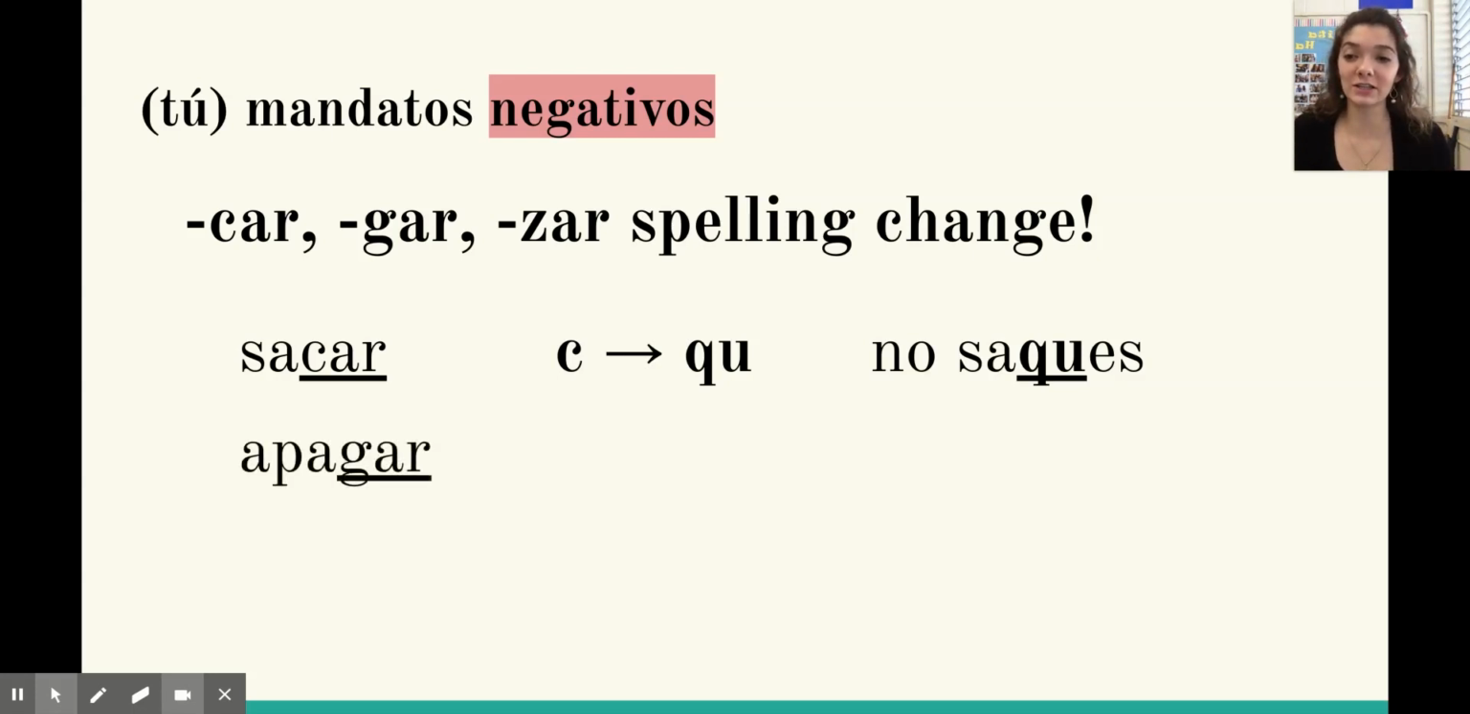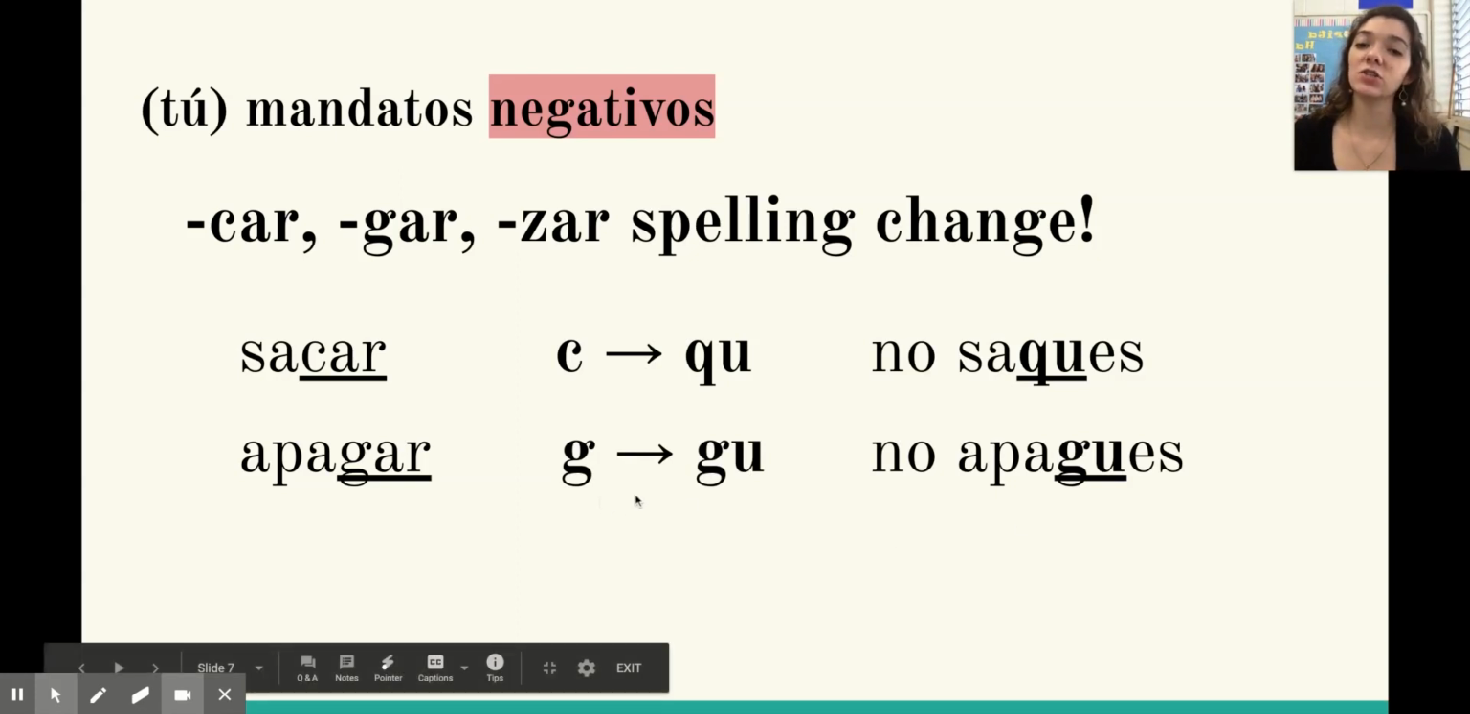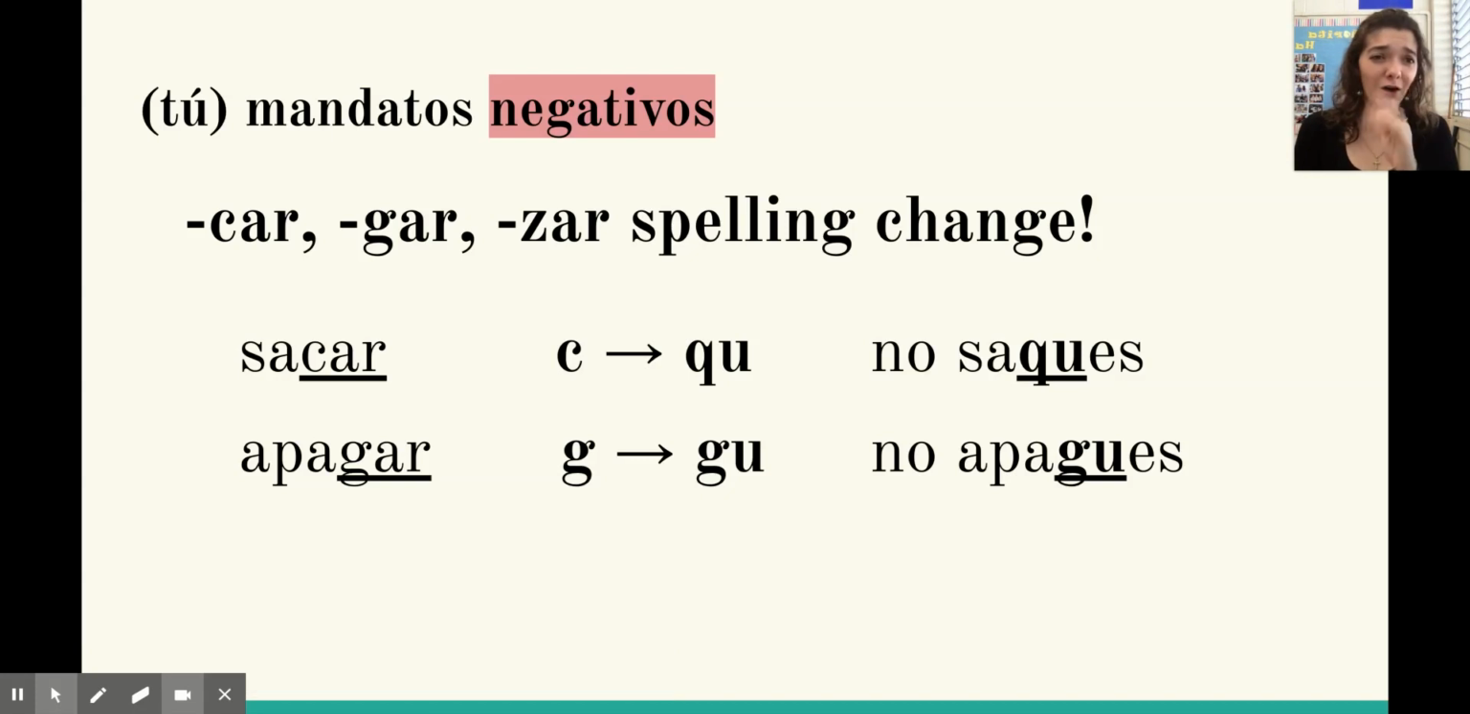Gar, on the other hand: apagar, to turn off. Apagar in the yo form, apago. If I take away that O and replace it with an ES, apages. I don't want apages. I want apagues with the G sound happening there. Therefore, we change that G to a GU. No apagues. Don't turn off.